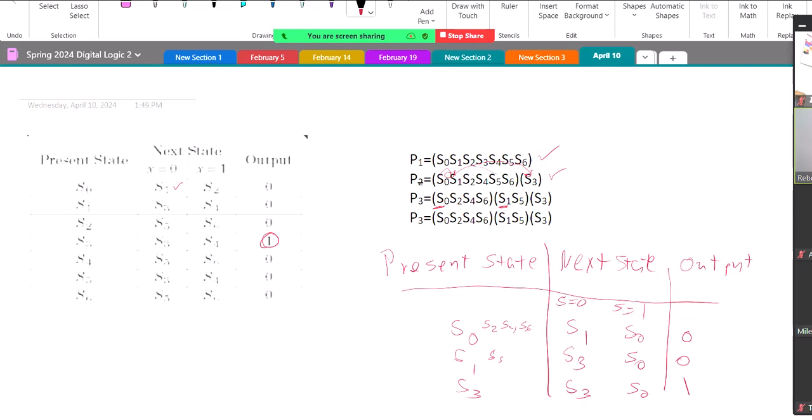S2 went to S5, which is in the same group that S0 went to, so S2 stays in this group. S4 went to S5, which is in the same group, so it stays. S5 went to S3, so it moves over to the group that has S1 in it. And then S6, its 0 successor is S5.